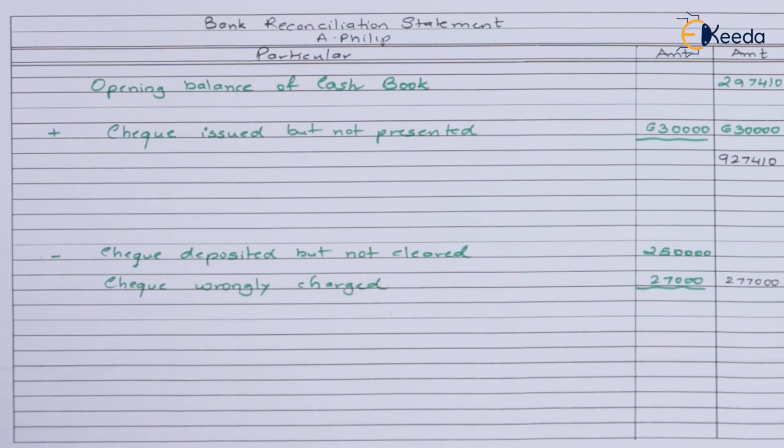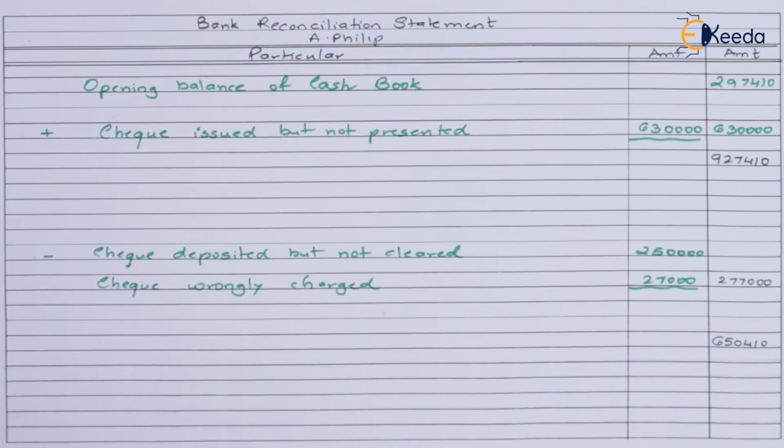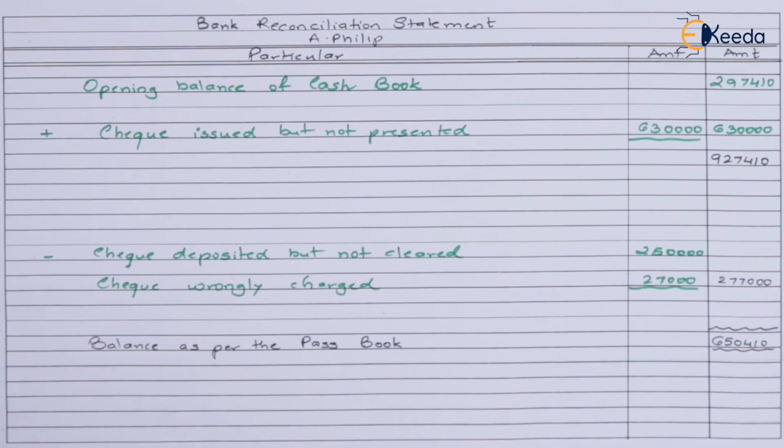So let's figure out the balance here. Now that we have figured out the balance here, that is the balance as per the passbook. So the balance is 6,50,410 rupees. That is the balance as per the passbook. So this is how the adjusted cash book is supposed to be prepared.